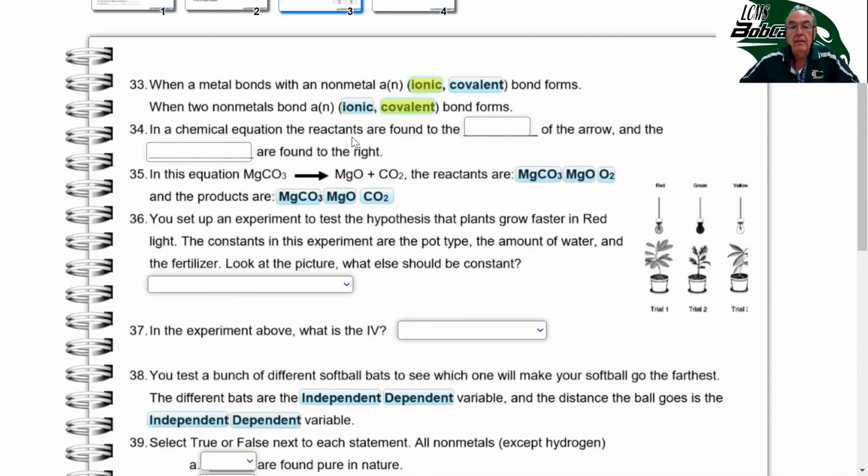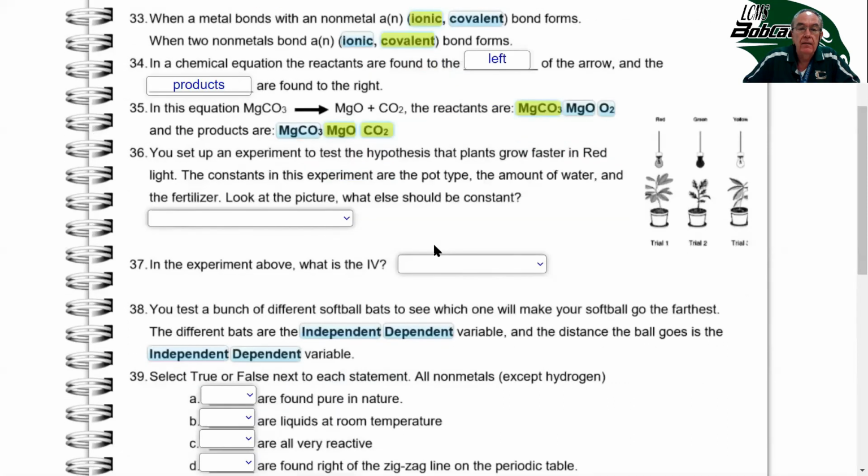In a chemical reaction, the reactants are the things at the beginning. So let's look over here. In this equation, MgCO3, the things we start off with on the left side of the arrow are the reactants. Reactants are found on the left side of the arrow, and the products are found to the right. In this equation, MgCO3 is the reactant, and the MgO and the CO2 are the products.